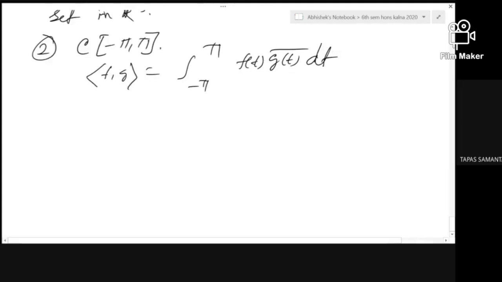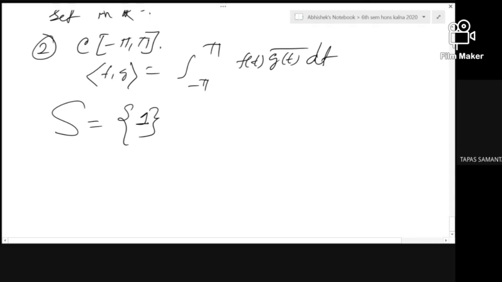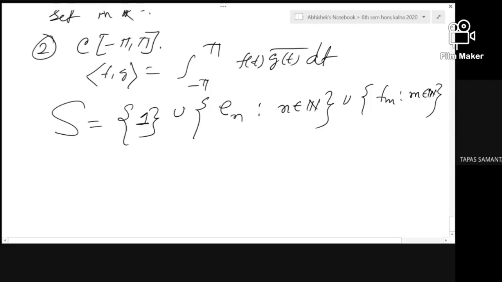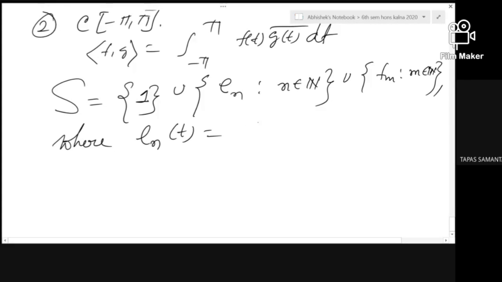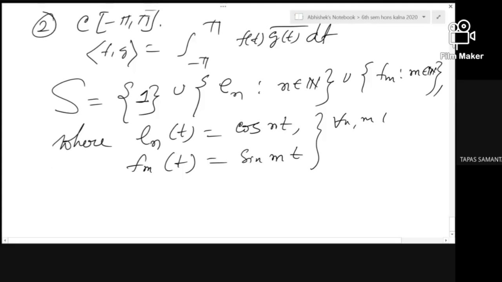Now in this vector space, if you consider the set of vectors, that is the set of functions, the first one is one function, and union, if you take En for all natural index n and Fm for m belongs to the natural number set N, where En is a function which is defined by cos nt, and Fm is a function which is defined by sin mt. This is true for all n, m belongs to natural number set, and for all t belongs to minus pi to pi.